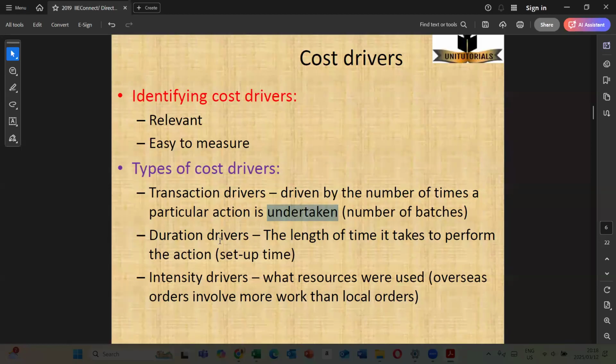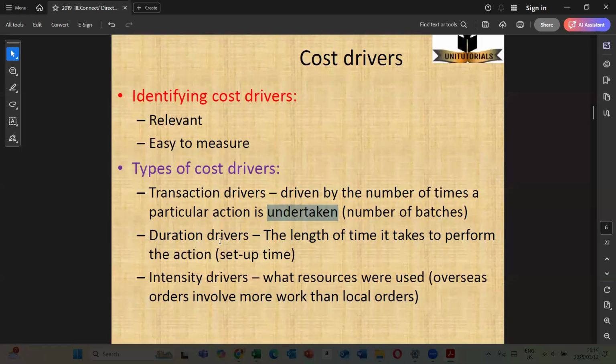Then we have what we call duration drivers. So duration drivers, this is the length of time it takes to perform the action. For example, setting up time. Some of you love baking, as an example. Let's say you want to bake muffins. The time it takes for you to switch on the oven, then the muffins get heated until they are ripe to whatever you want. Do you agree with me? The driver for the electricity consumed during the baking of muffins could be the number of hours spent during heating of the muffins. So the driver for the muffins could be the number of hours, or the time.